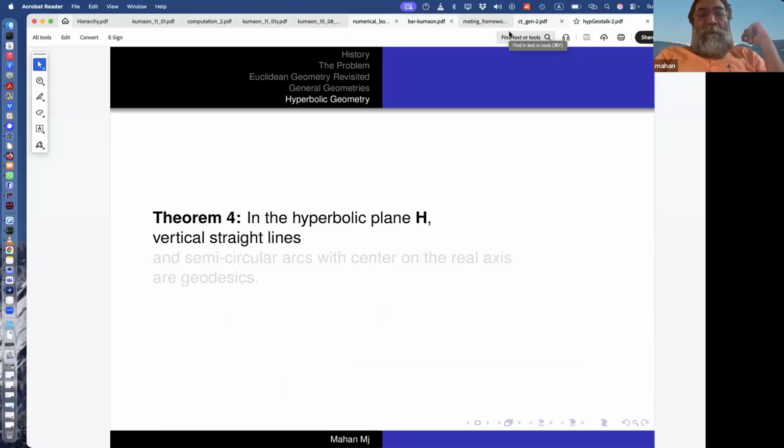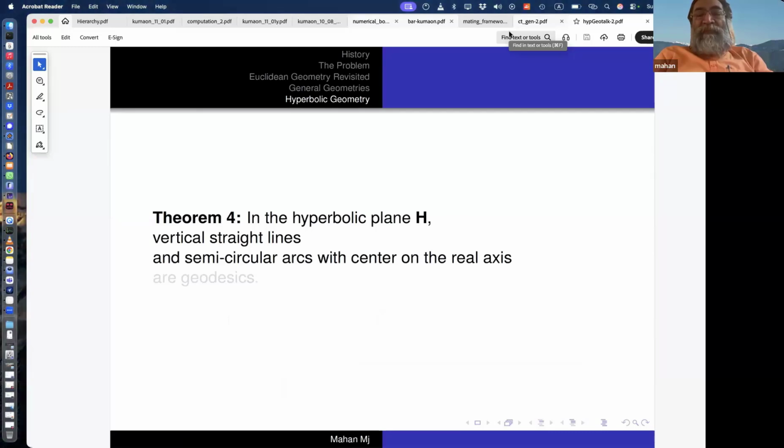We've already started off with vertical straight lines being geodesics. And what we've now argued is that semicircular arcs with center on the real axis, which means basically meeting the real axis at right angles, are also geodesics. It's not hard to see, from the basic fact that the vertical straight lines are the unique geodesics between pairs of points on the same vertical, that these are all the geodesics in your plane. But we have now a very large collection of geodesics: vertical straight lines, and semicircular arcs with center on the real axis.